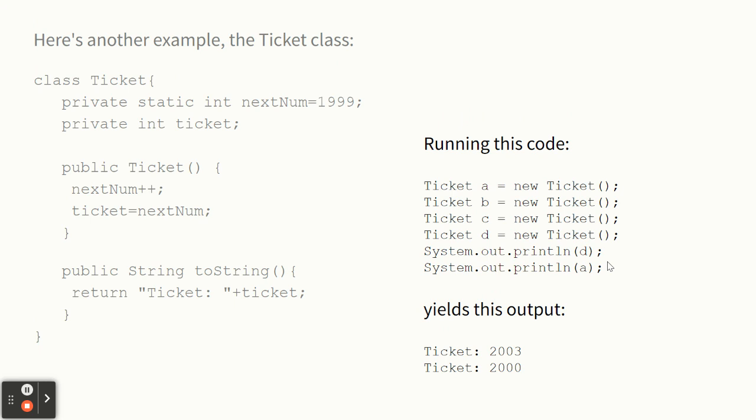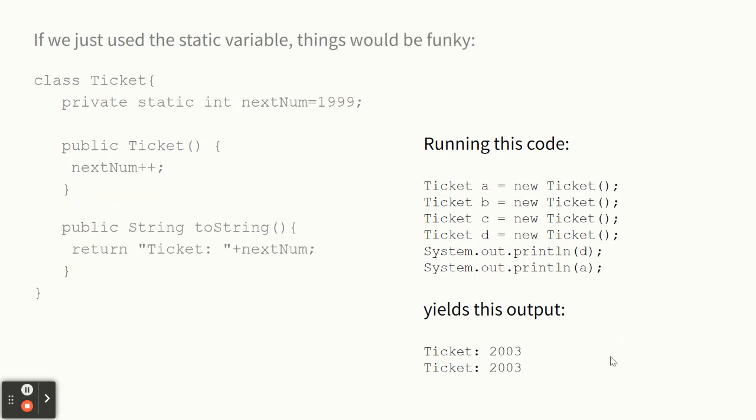Here's another example with a ticket class. This one I said private static int nextNum equals 1999, and there's a private int ticket. When you make a ticket, it adds 1 to the nextNum and then stores it in the ticket variable. So here I create 4 tickets, A, B, C, and D, and I print out D and then A, and this is what I get. A was 2000, then 2001, 2002, 2003, and then I printed D, I got 2003, and I printed A again, and I got 2000.